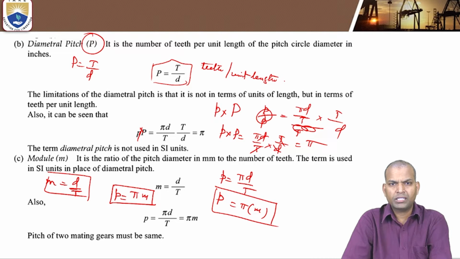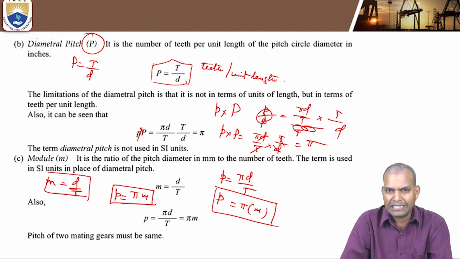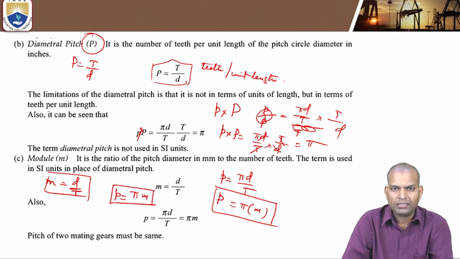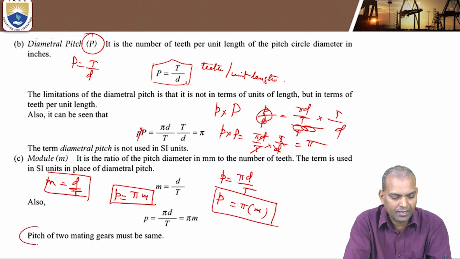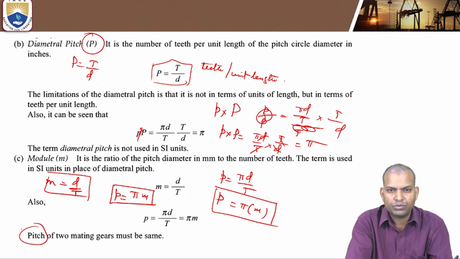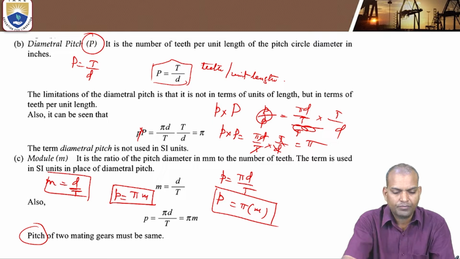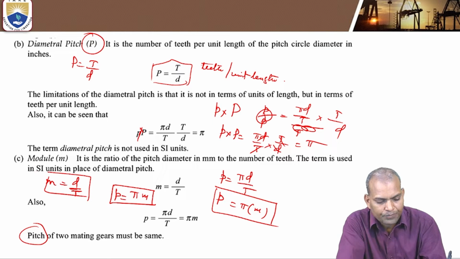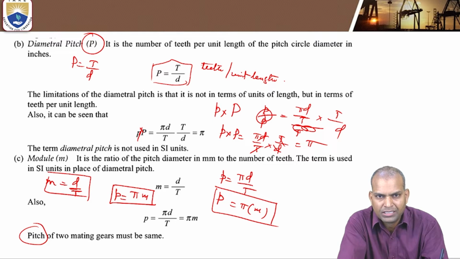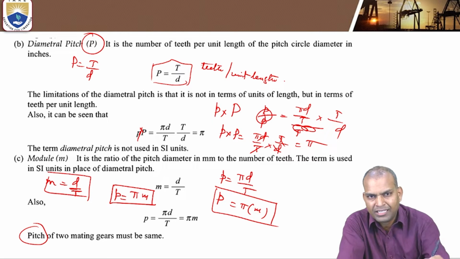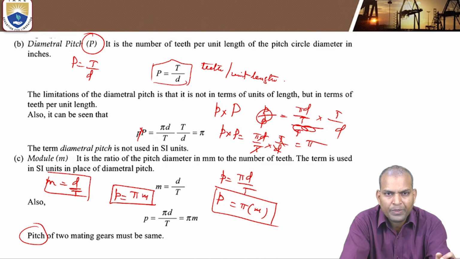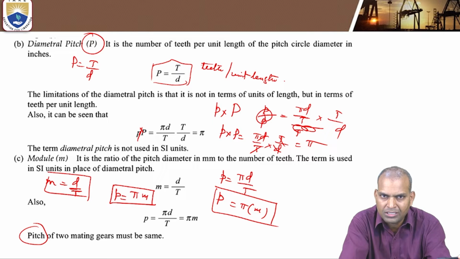One more important thing is that for two mating gears, their pitch should be the same. The pitch of the two mating gears must be the same. Very important here. Otherwise, the meshing doesn't take place. It can be either external mesh or internal mesh. When meshing is not taking place, there is no proper transmission of torque. Transmission doesn't take place.